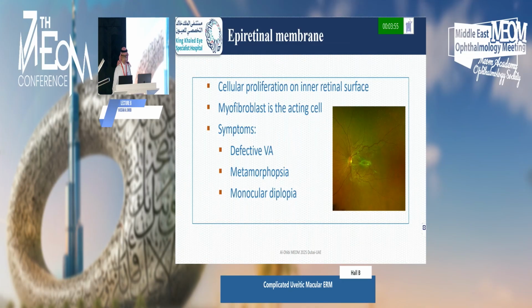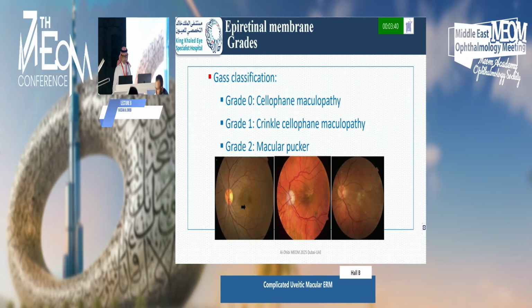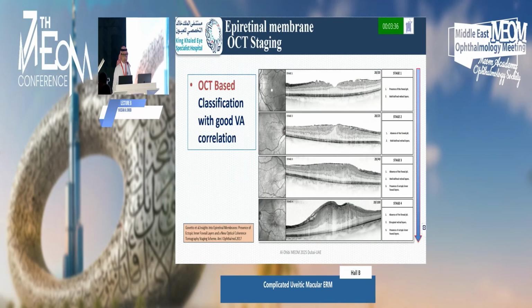I would like to share with you a case of epiretinal membranes. Usually we do our epiretinal membranes simply, and you can peel them without much difficulty. An epiretinal membrane is either primary or secondary, and one of the causes is inflammation inside the eye. It has been classified into many types, but with the advantage of OCT, we have new types of classification based on visual acuity and correlated with it.